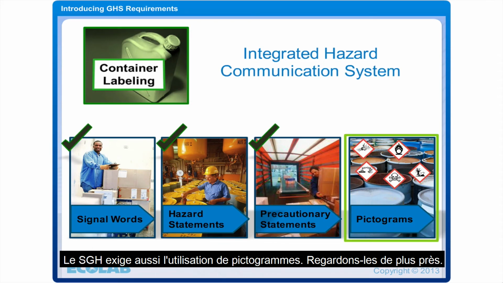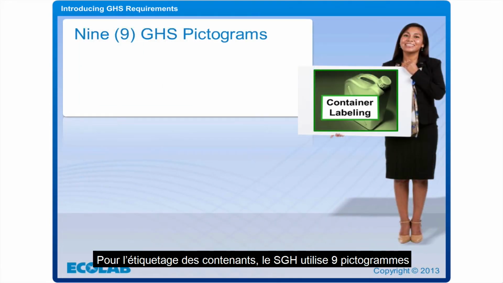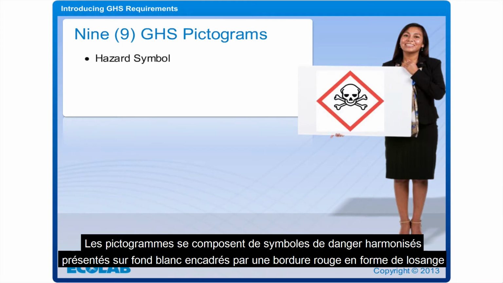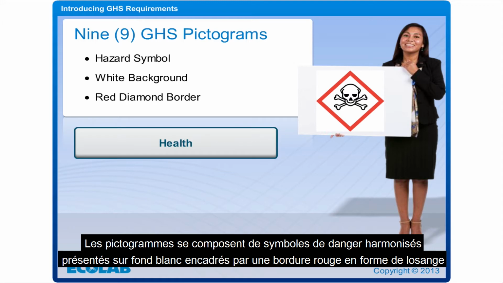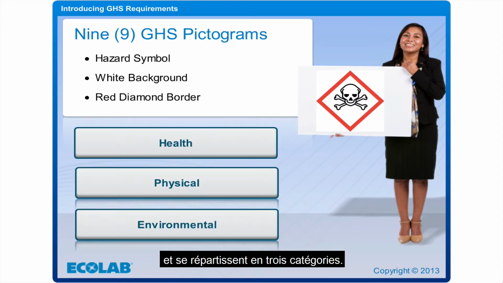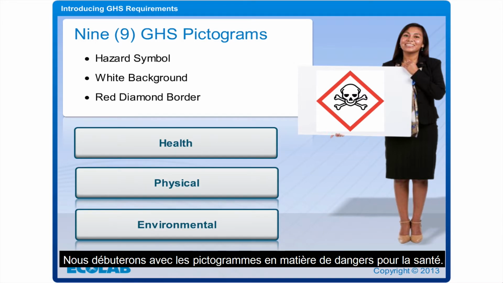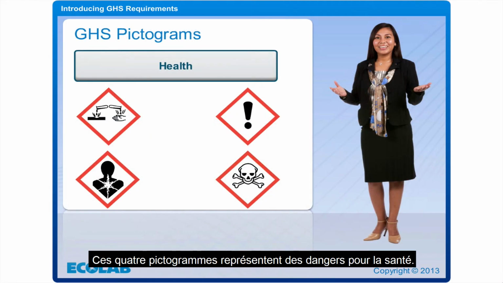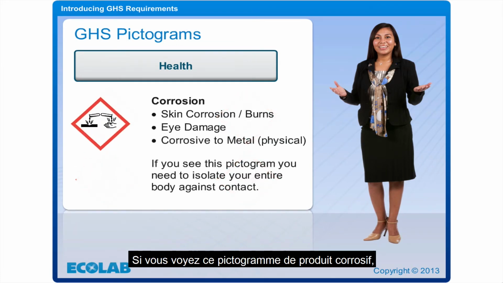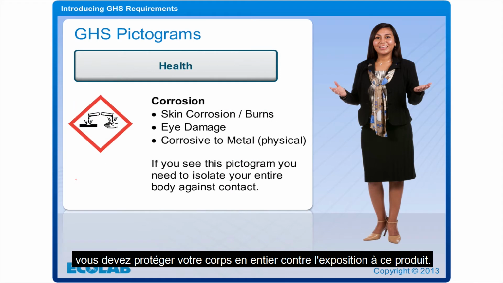GHS also requires pictograms. Let's take a closer look at this element. GHS has 9 pictograms for container labeling. Pictograms include the harmonized hazard symbols on a white background with a red diamond border and are categorized into 3 areas. We'll begin with a look at the pictograms in the health area. These 4 pictograms represent health hazards.